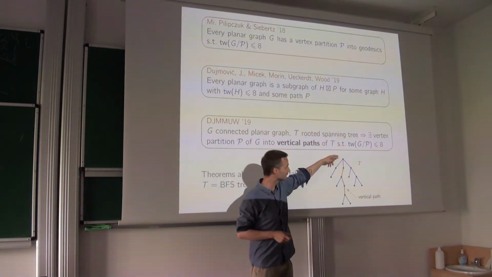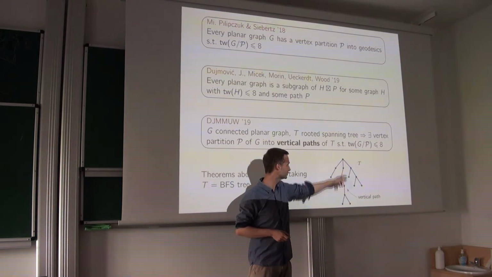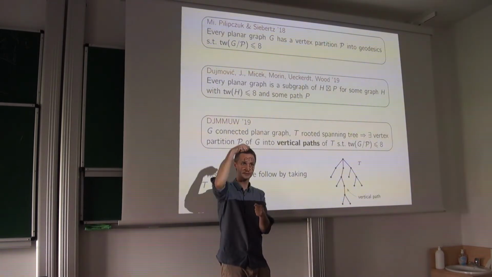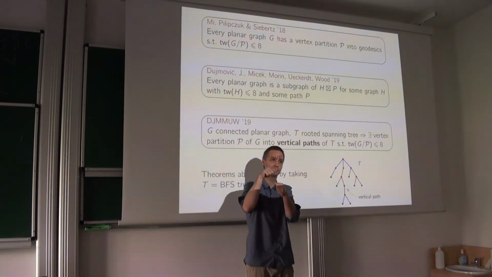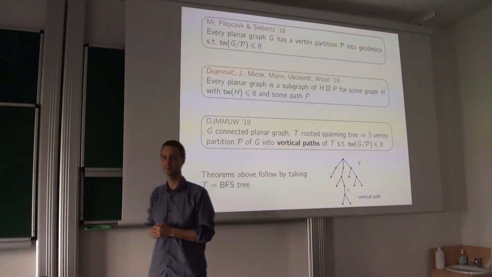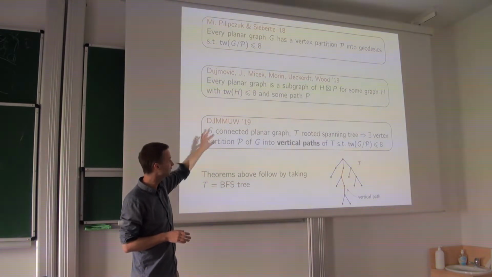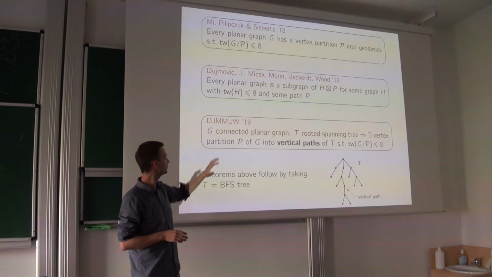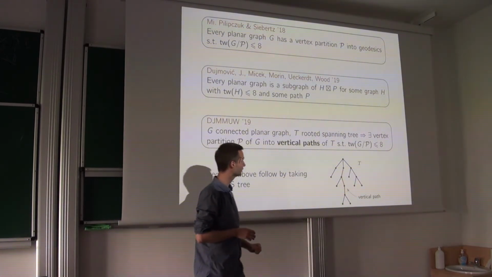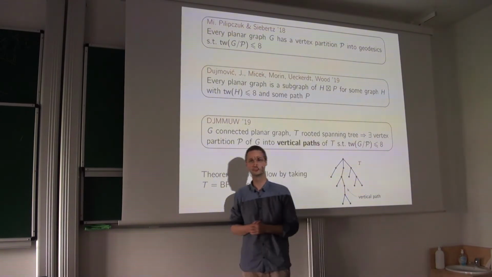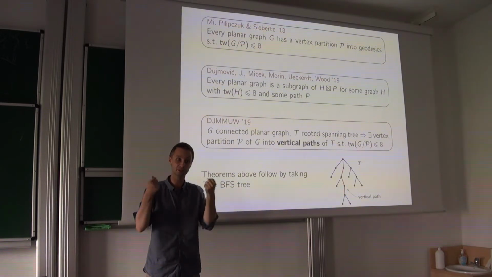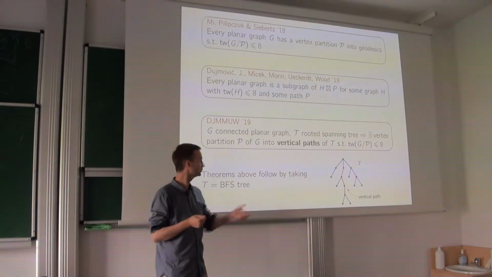When you have a rooted tree, with the root on top, there is a natural notion of vertical paths. That's a path starting from a vertex and climbing up in the tree towards the root and stopping at some point, right? So any path in the tree that looks like this is called a vertical path. So a path in the tree that would not be a vertical path is a path that makes a bend. Okay, so we are going to be interested in vertical paths in our rooted spanning tree. And the theorem says that if you have any connected planar graph and any rooted spanning tree, then there is a vertex partition, again, just a vertex partition, not a chordal partition, of your graph into vertical paths, so that the quotient graph has treewidth at most 8. Right, so it looks a lot like the first theorem, but the difference is that we are not partitioning into geodesics, but we are partitioning into these vertical paths, which are defined with respect to some rooted spanning tree.